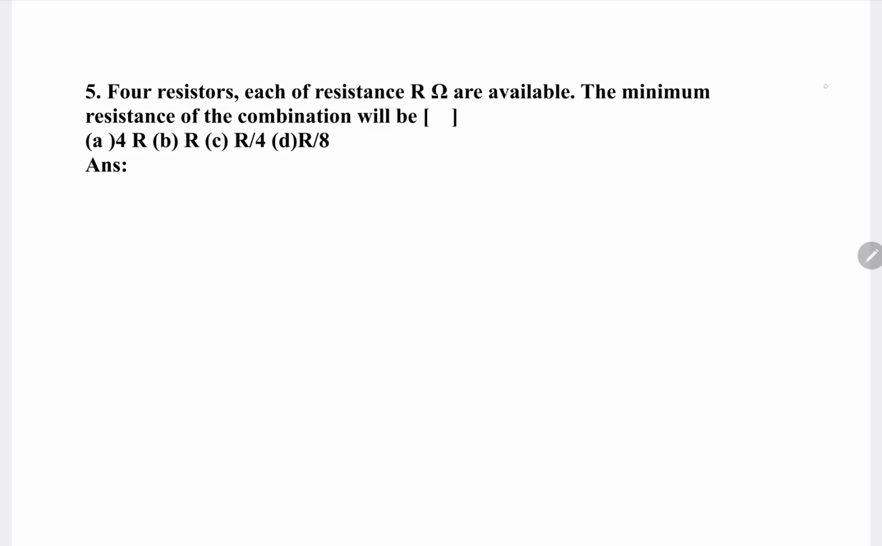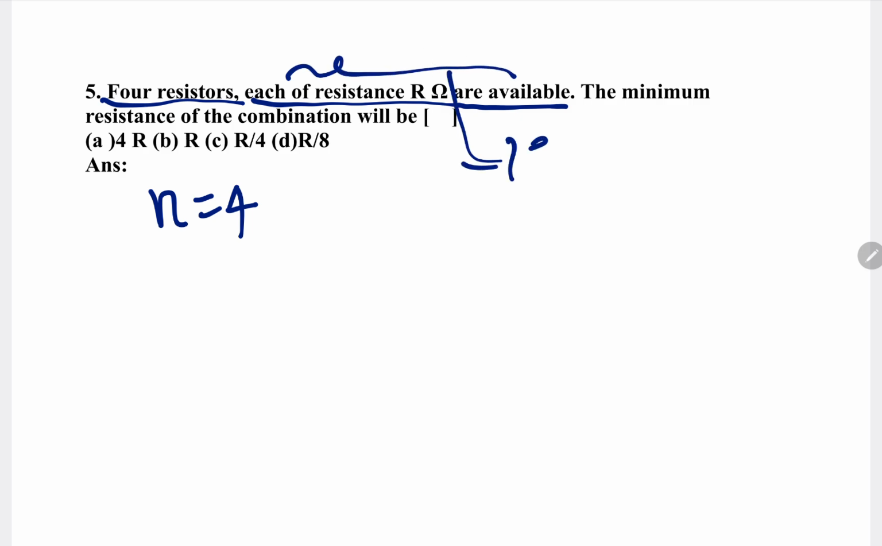Next question. 4 resistors. How many resistors are there? N is equal to 4. Each of resistance R ohm. You see, each of resistance R ohm means all are equal resistors. Equal resistors, how many are there? 4. The minimum resistance of the combination. Those 4 resistors, whether you want to connect them in parallel, in series, or in series parallel, in which combination are we going to get the minimum resistance of that particular combination?